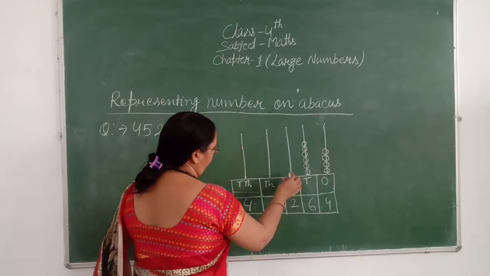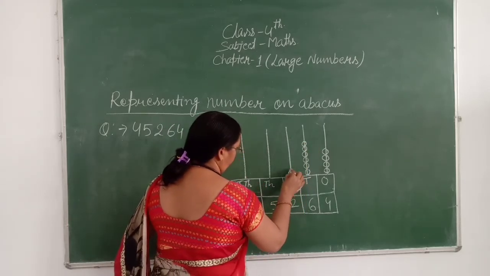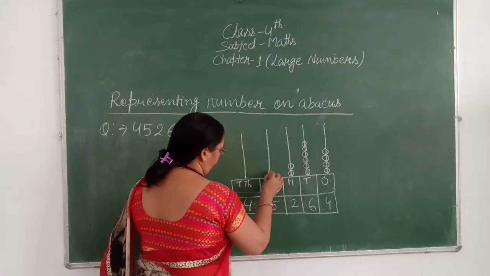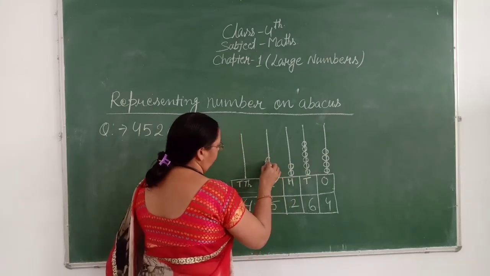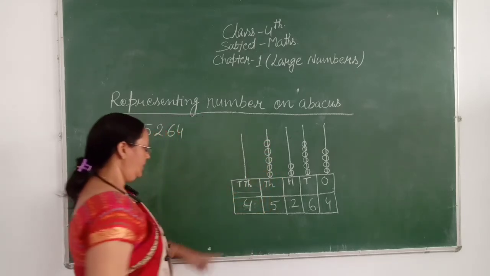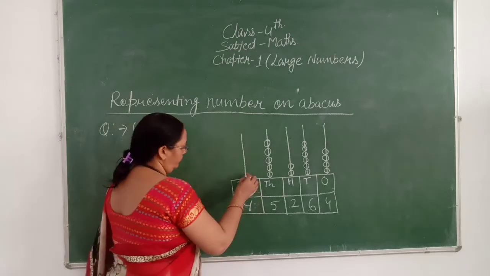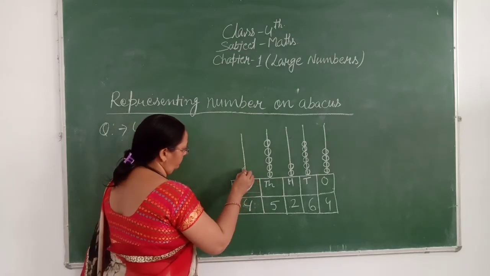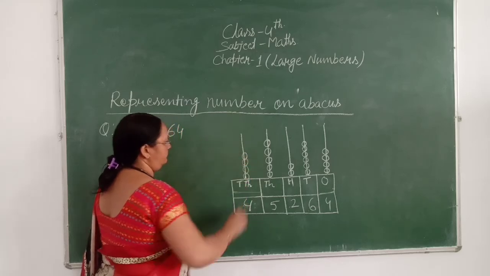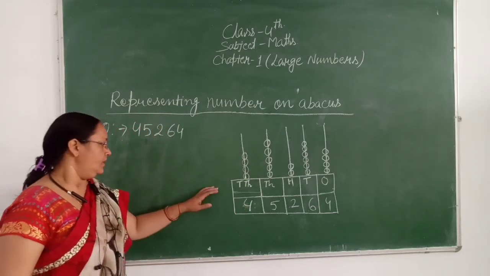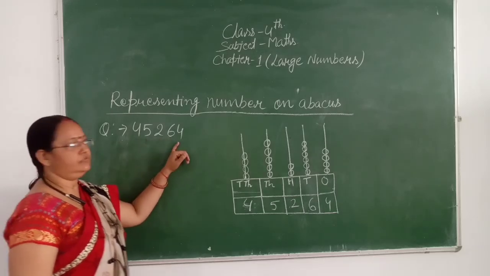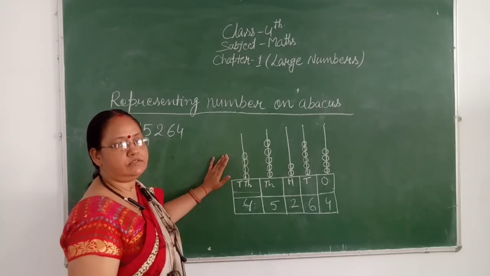यहाँ पे 2 है तो 2 लगाएंगे. 1, 2. 5 है तो 1, 2, 3, 4, 5. यहाँ पे 4 है तो 4 beads लगाएंगे, 1, 2, 3, 4. So we can represent 45,264 on abacus by this method.